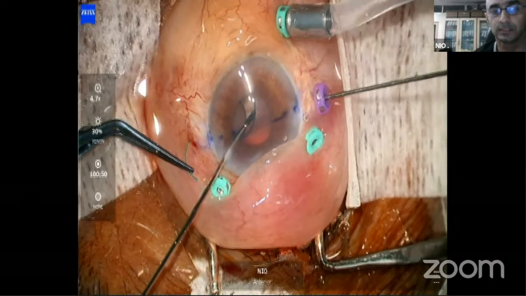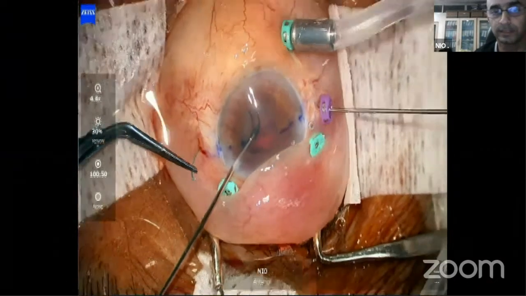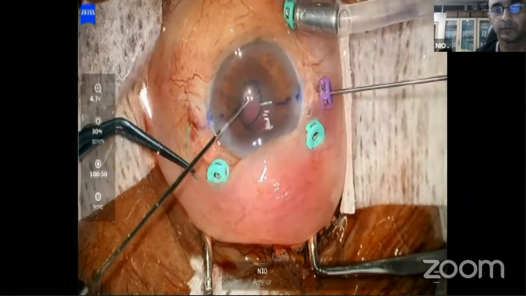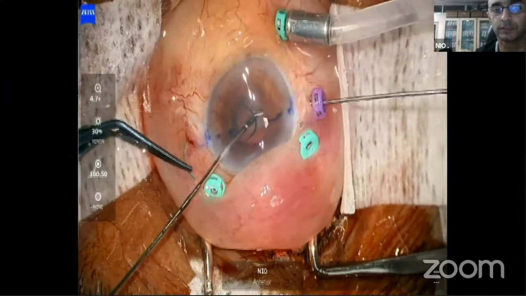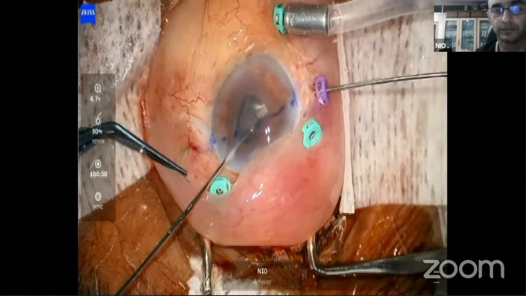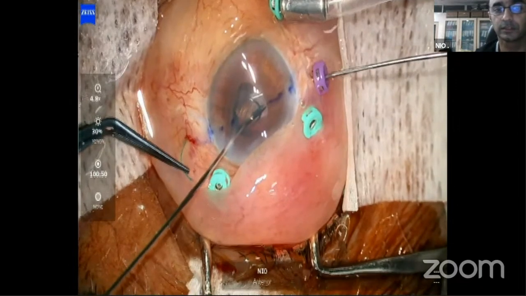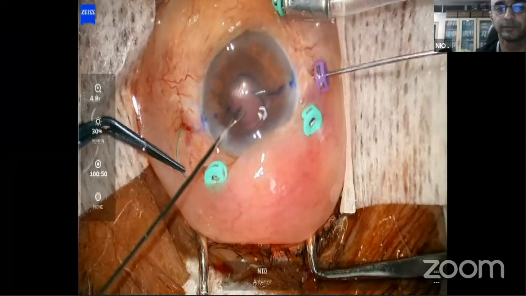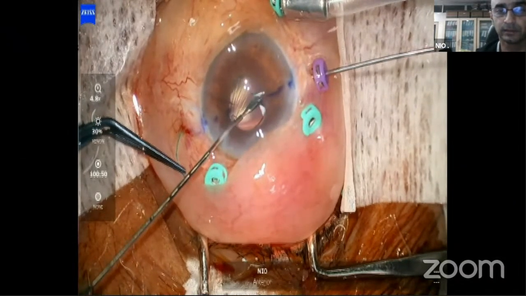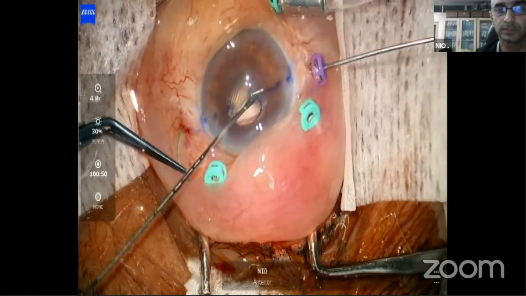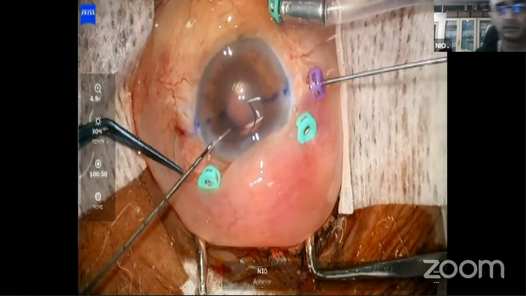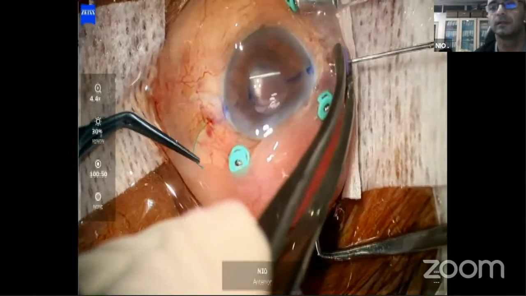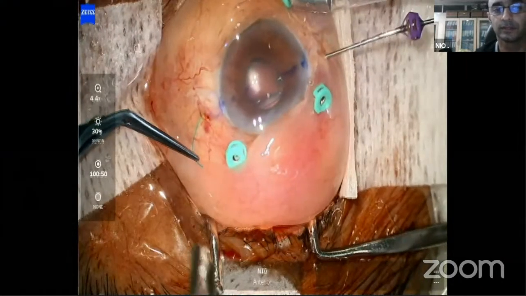And the assistant is holding on to the externalized haptic so as to ensure that it doesn't get dislodged. Once again, we have to ensure that the tip of the haptic is grasped in the forceps so that the haptic doesn't suffer any damage while it is being externalized. I'm still not very happy with the tip of the haptic inside the forceps. So once I'm sure of that, I again remove the trocars and then externalize the haptic. And then we can plunge this.